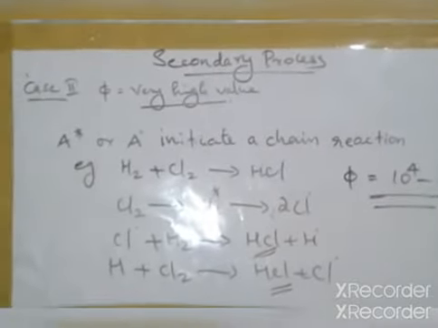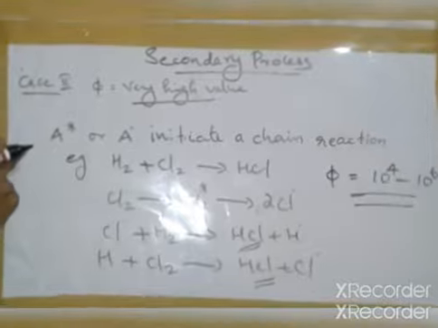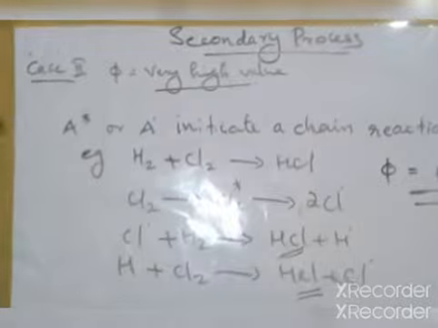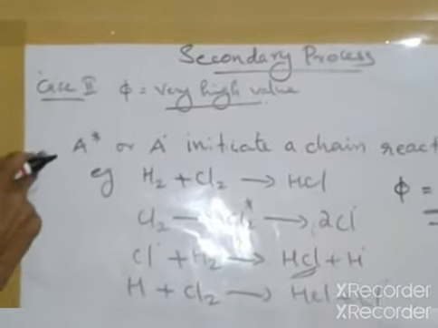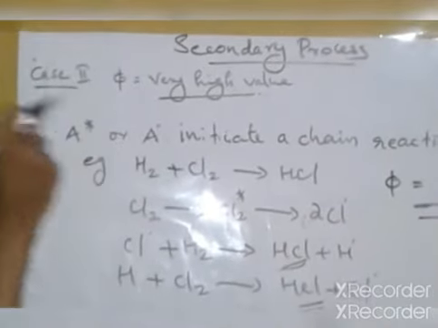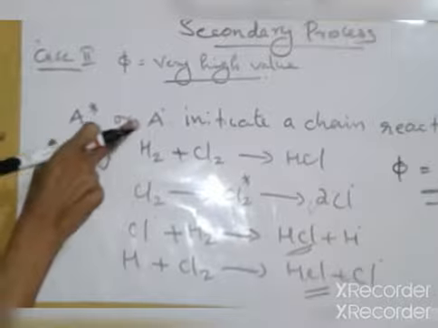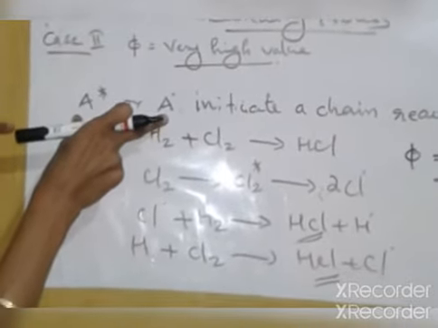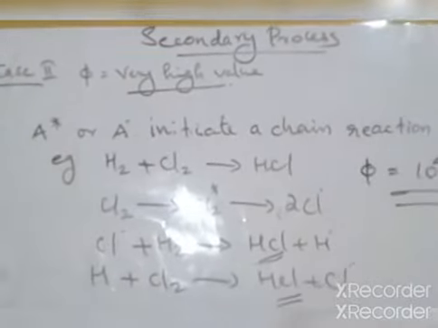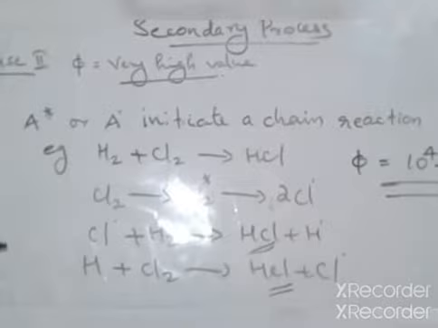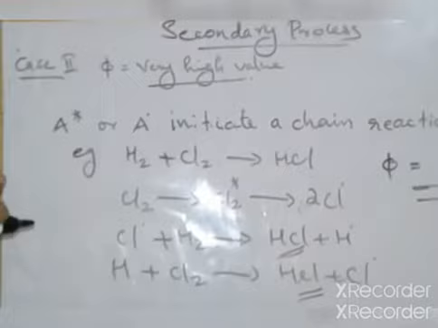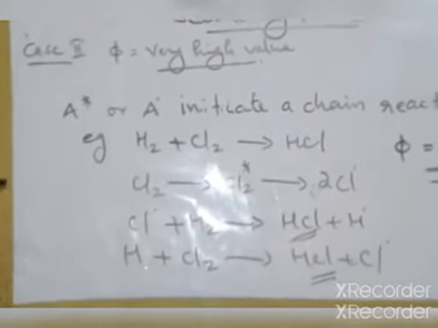That is case 2. After the primary process, the A2 molecule is excited to A2 star, a higher energy level, and then this excited molecule may dissociate to give excited atoms or free radicals. This atom or free radicals formed in the primary process initiate a chain reaction and give a large number of products. That is, a single atom or single free radical initiates a chain reaction and results in a large number of products.